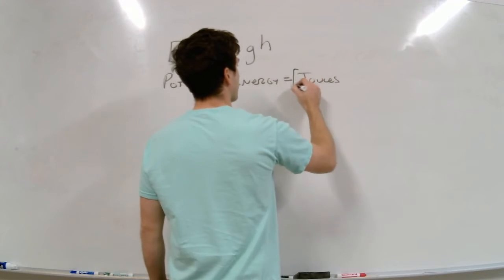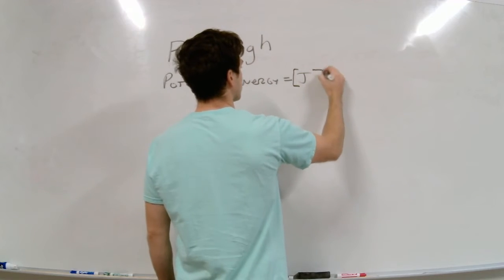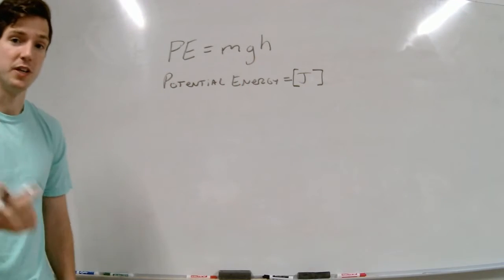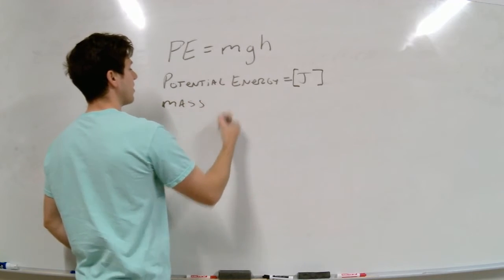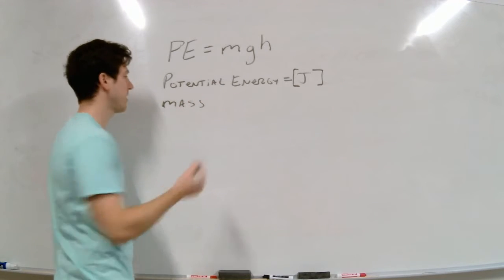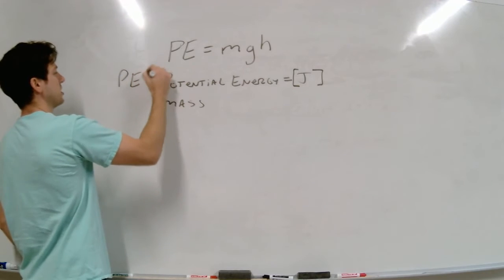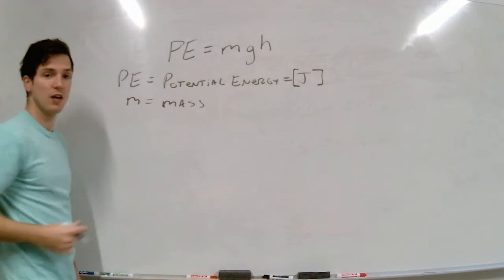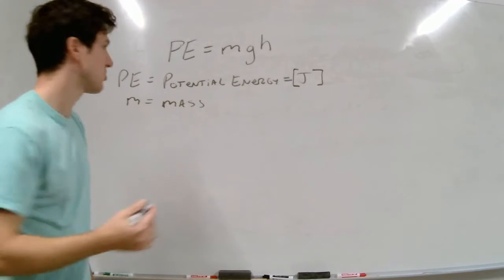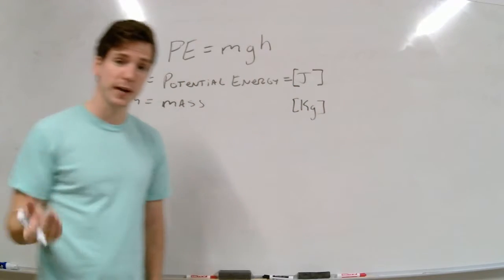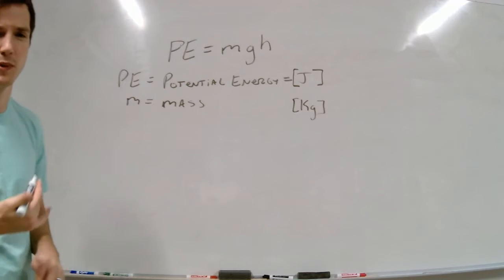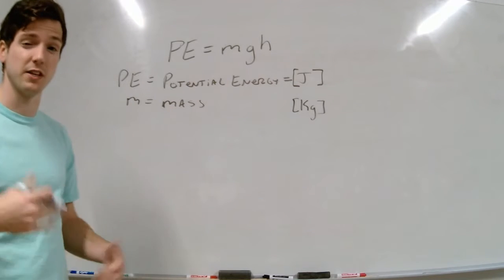So I'm going to go ahead and put this in brackets to simplify our units. M is mass. And the important thing you got to know here is that mass is measured in kilograms, okay, not grams, kilograms. So whenever we're dealing with these energy equations, just know that your mass is in kilograms.